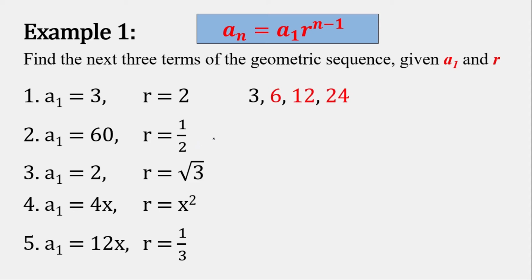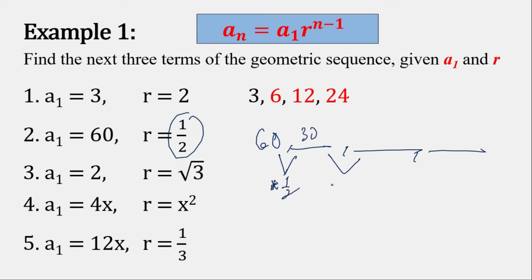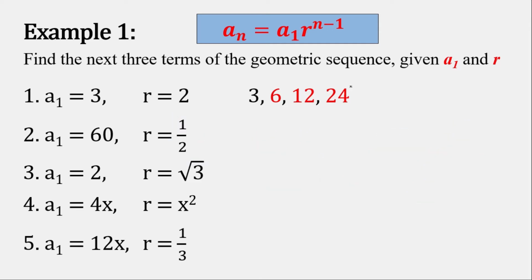On number 2, we have 60 times the common ratio 1/2, that is 30, times the common ratio 1/2 again, that is 15, and times the common ratio 1/2, that would be 15/2. So we have the following sequence.